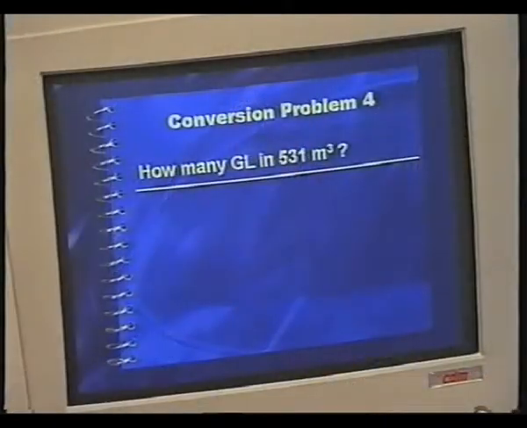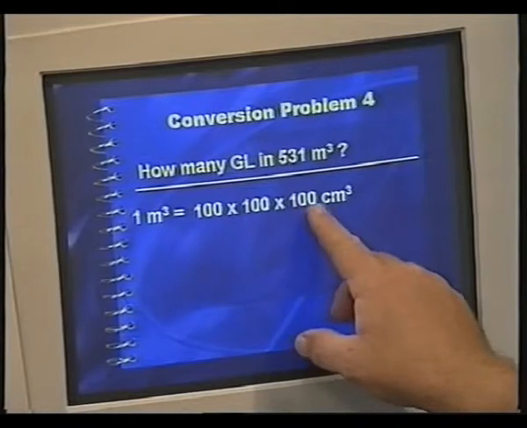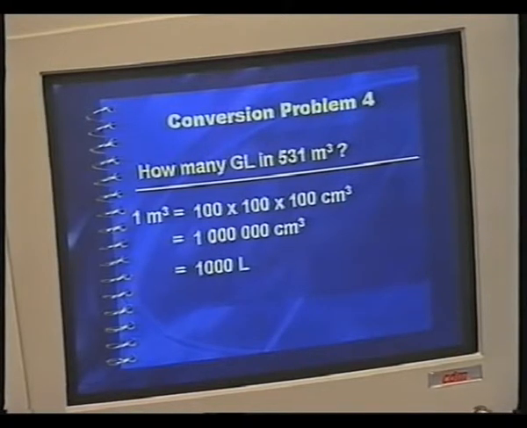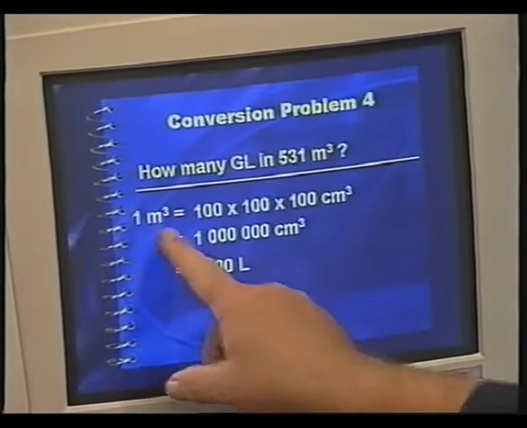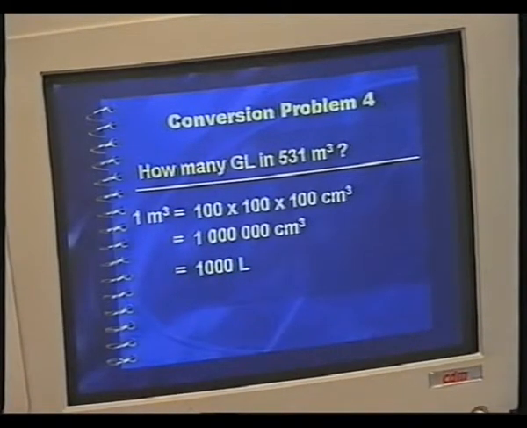And that's the way it works in problem 4. We've got in problem 4 how many gigaliters in 531 cubic meters. Now a cubic meter is actually 100 times 100 times 100 cubic centimeters, and that makes it 1,000,000 cubic centimeters. Why do I change it to cubic centimeters? Well, a cubic centimeter, 1,000 of those make 1 liter, so I get 1,000 liters. And that's not a bad thing to remember, that 1 cubic meter is equal to 1,000 liters.